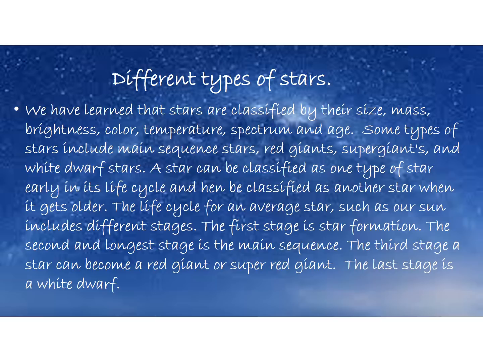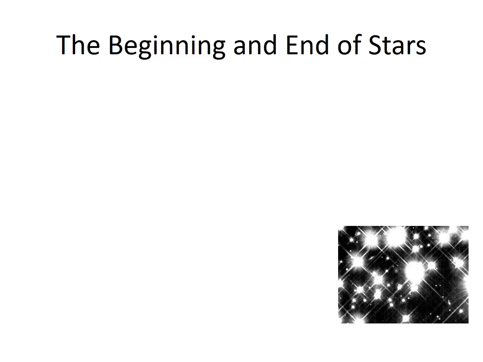The life cycle for an average star, such as our sun, includes different stages. The first stage is star formation. The second and longest stage is the main sequence. In the third stage, a star can become a red giant or a super red giant, and the last stage is a white dwarf. The beginning and the end of stars.